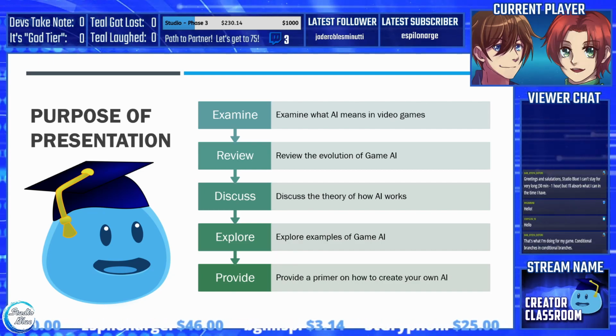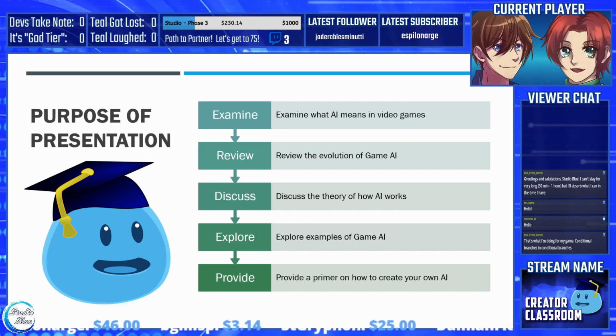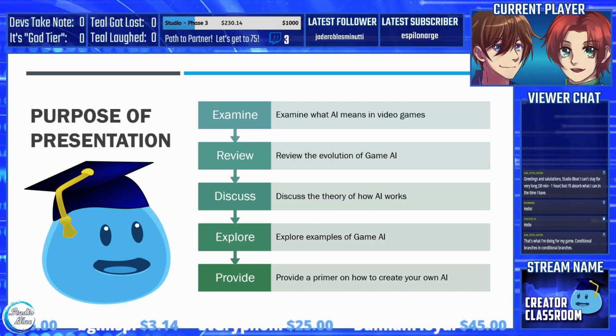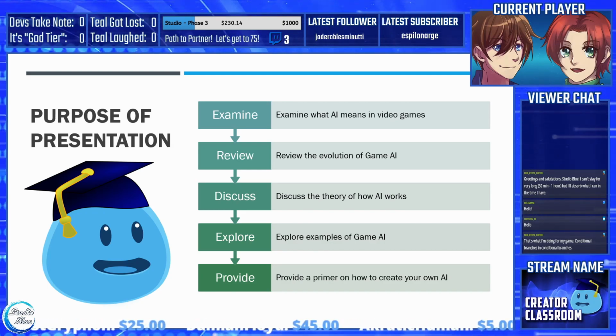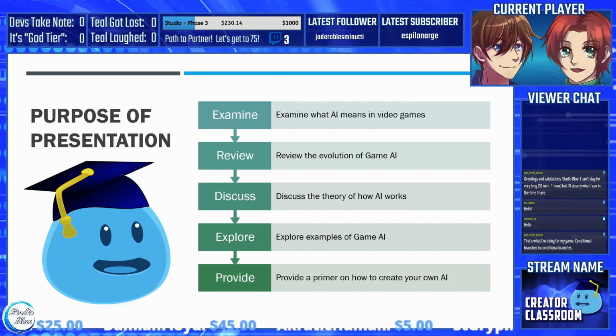And Earl says that's what he's doing for his game. Conditional branches and conditional branches. Because when it gets down to it, all it is is logic. Yes, it is. It's all logic. But let's go and dive in.